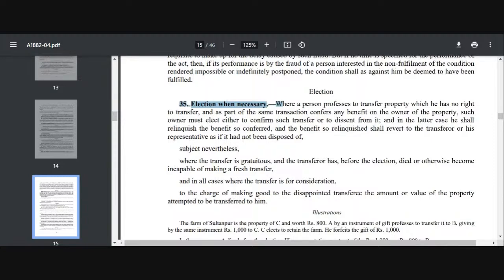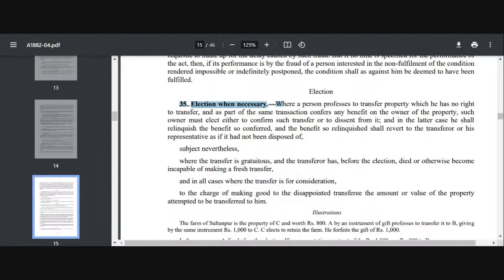Now this disappointed transferee also has some rights in case the transfer is gratuitous, and the transferor dies or becomes incapable of making a fresh transfer, and where the transfer is with consideration, whether the transferor is alive or dead at the time of election, the transferee is entitled to get a reasonable compensation from the transferor or his representative. Reasonable compensation here means a compensation equal to the value of the property. He is not going to get this from the owner, he is going to get it from the transferor. So there are two people here, one is the owner, one is the transferor. The transferor is the person who is not the owner of the property, but is professing to transfer it.